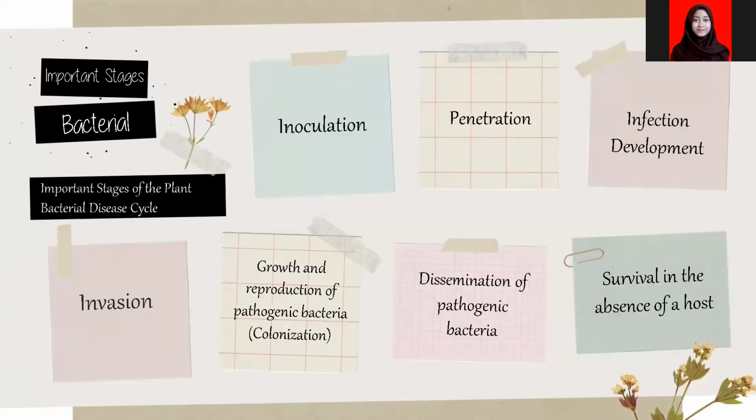Important stages of the plant bacterial disease cycle are: 1. Inoculation, 2. Penetration, 3. Infection development, 4. Invasion, 5. Growth and production of pathogenic bacteria, or colonization, and 6. Dissemination of pathogenic bacteria, and the last, survival in the absence of a host.